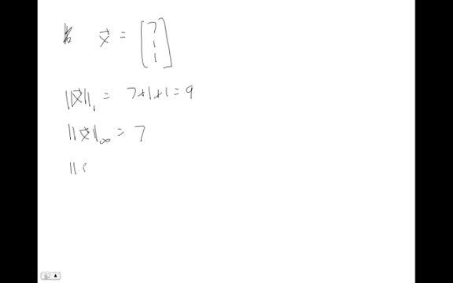The 2 norm, which is the length of the vector as we're used to thinking about it, is equal to the square root of 7 squared plus 1 squared plus 1 squared. And so what's that? 49 plus 1 plus 1, so square root of 51. So these are completely valid norms. We're going to use the 2 norm more than any others, but they're completely valid norms.